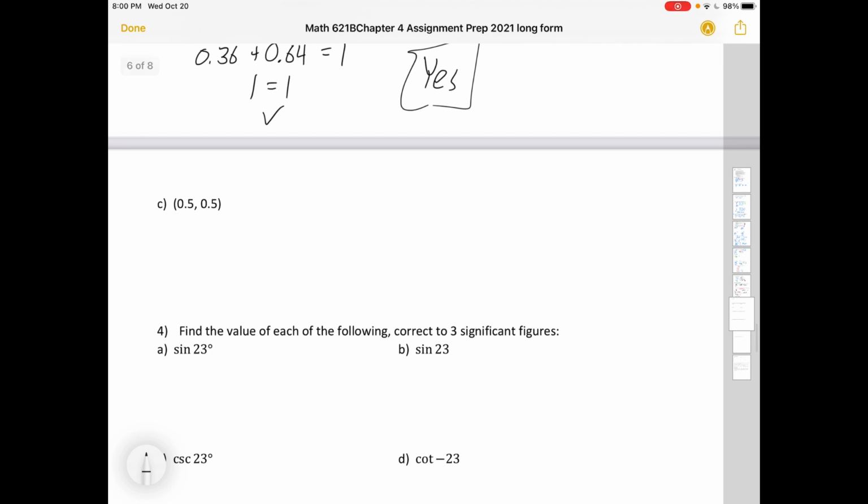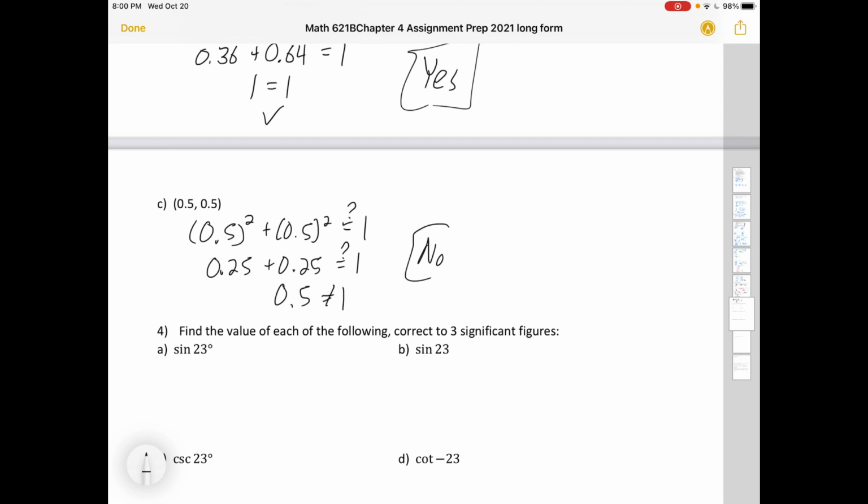C, same sort of thing. You may have some intuitive grasp at some point here. Just say, nah, this isn't going to work out. But let's show it. Does that work out? Let's see, that's 0.25 plus 0.25. Does that equal 1? Heck no. 0.5 is not equal to 1. Nah, this point's not on the unit circle.